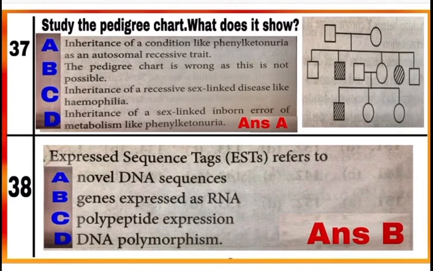Question 37. Study the pedigree chart. What does it show? Option A. It shows inheritance of a condition like phenylketonuria as an autosomal recessive trait, as it is appearing both in males and females, and also there is a skip in generation. Question 38. Expressed sequence tags, ESTs, refers to? Option B. It refers to genes expressed as RNA.